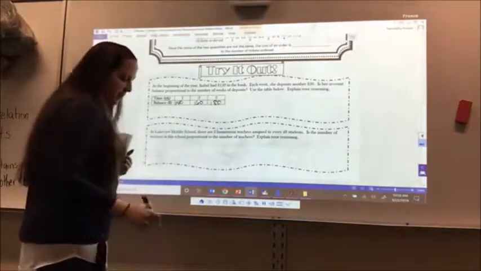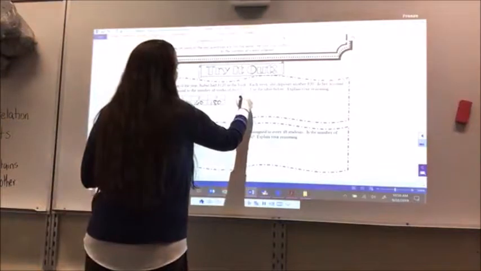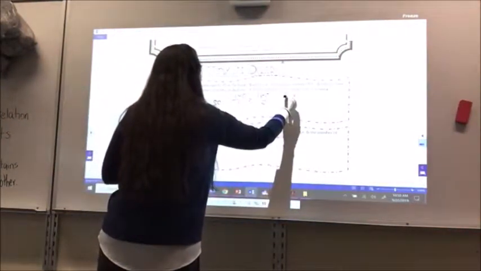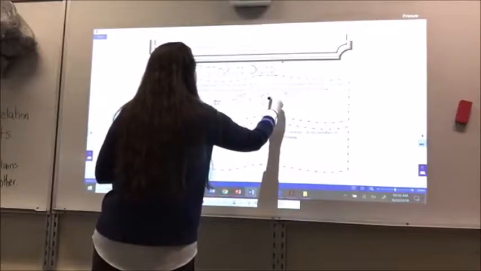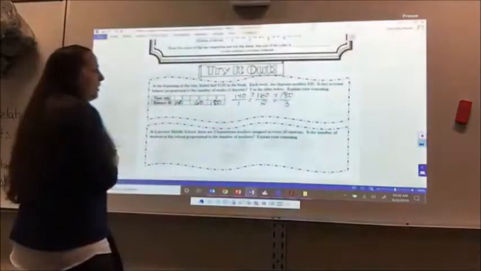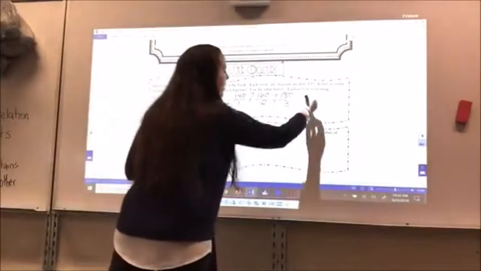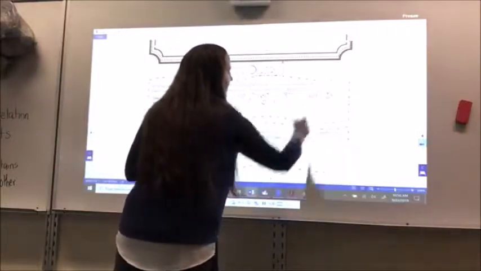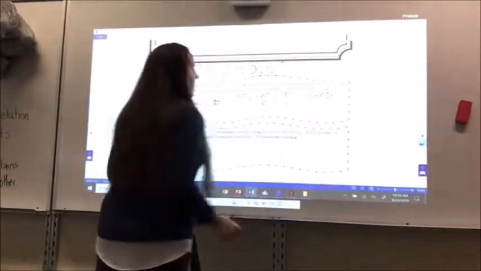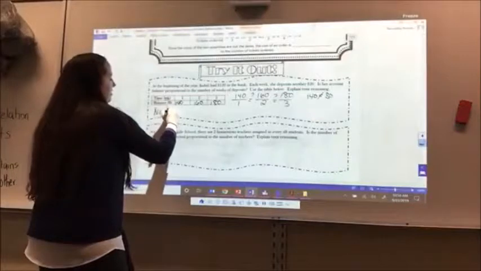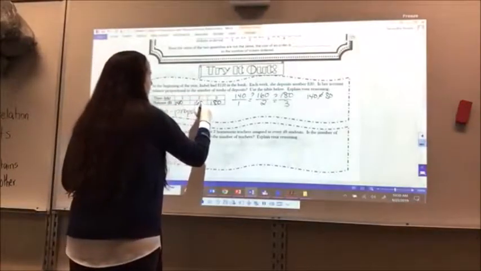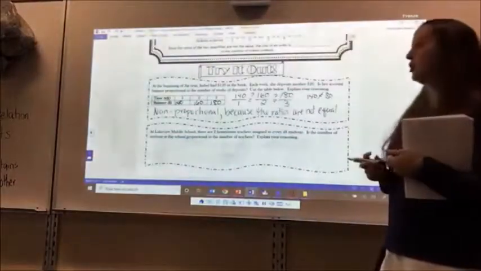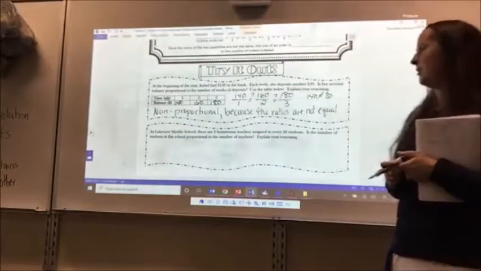So let's set up the proportion: 140 over 1, 160 over 2, 180 over 3. Are these equal to one another? Well, 140 divided by 1 is 140. 160 divided by 2 is 80. These are not equal, so it's a non-proportional relationship. Non-proportional because the ratios are not equal.